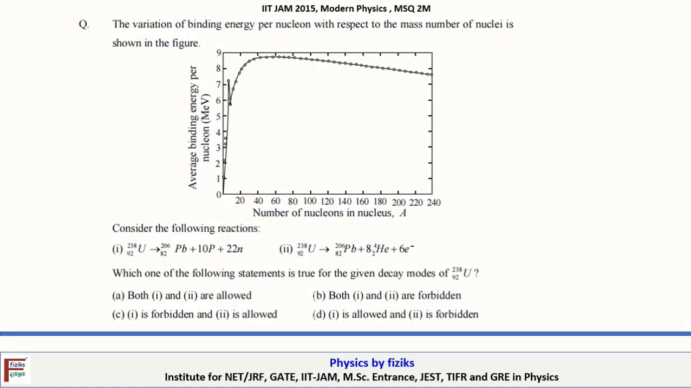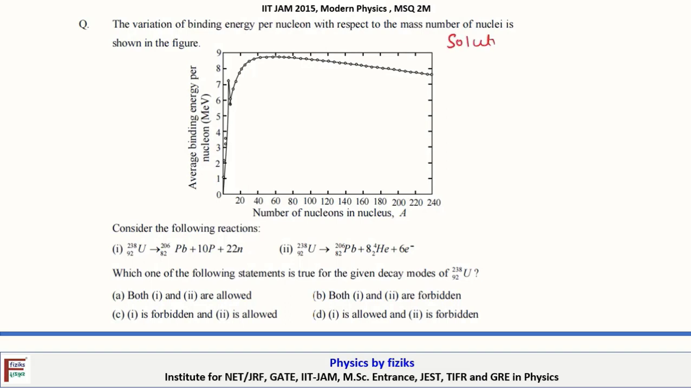The variation of binding energy per nucleon with respect to the mass number of nuclei is shown in the figure. Consider the following reactions: uranium decays into lead plus 10 protons plus 22 neutrons, and further uranium decays into lead 206 plus 8 alpha particles plus 6 electrons. Which of the following statements is true for the given decay? Both 1 and 2 are allowed, both 1 and 2 are forbidden, 1 is forbidden and second is allowed, or first is allowed and second is forbidden.